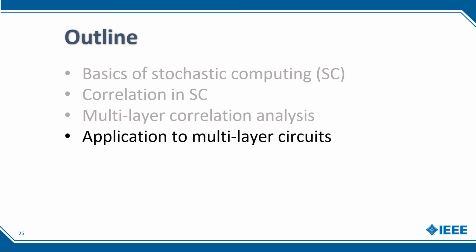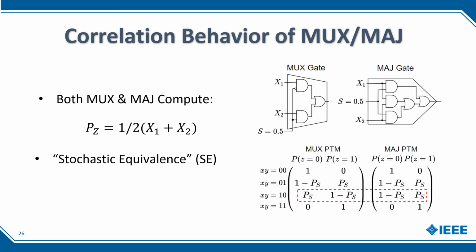Now we'll discuss a case study showing how this new correlation matrix analysis technique can be applied in a practical multi-layer stochastic circuit design setting. For this case study, we will evaluate the correlation properties of the stochastic scaled adder, which computes the function 1/2 of x1 plus x2. This function is ubiquitous throughout stochastic circuit design, especially within neural networks and digital filtering circuits.